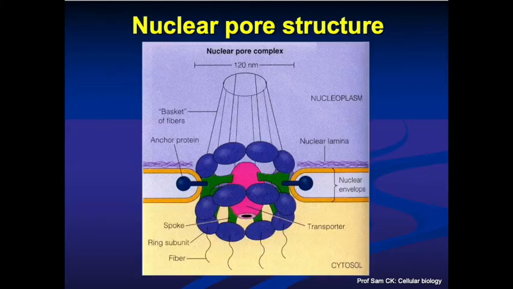Let me see if I have another picture over here. The 8 spokes here in green color join the ring, and also the middle transporter. This is the transporter. And the function of the nuclear pore complex is to transport material between the cytosol and the nucleus, the nucleoplasm.